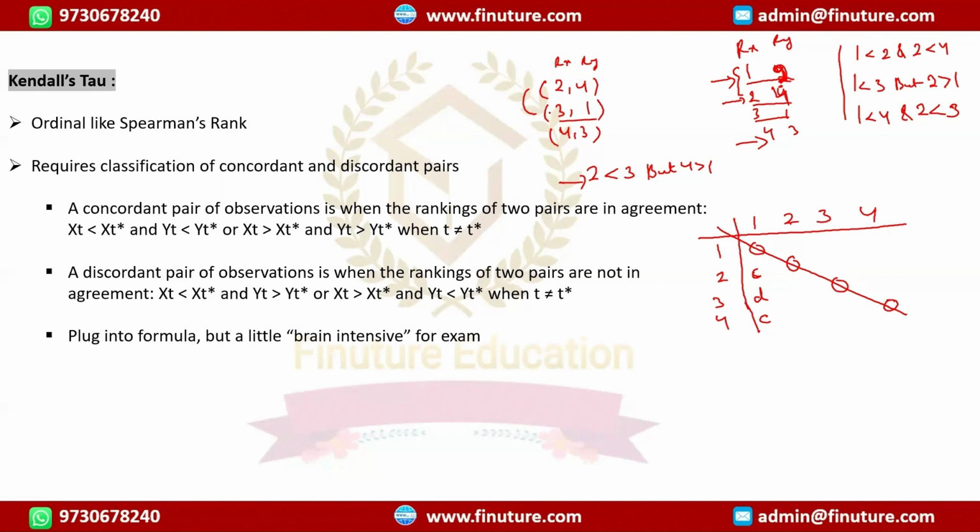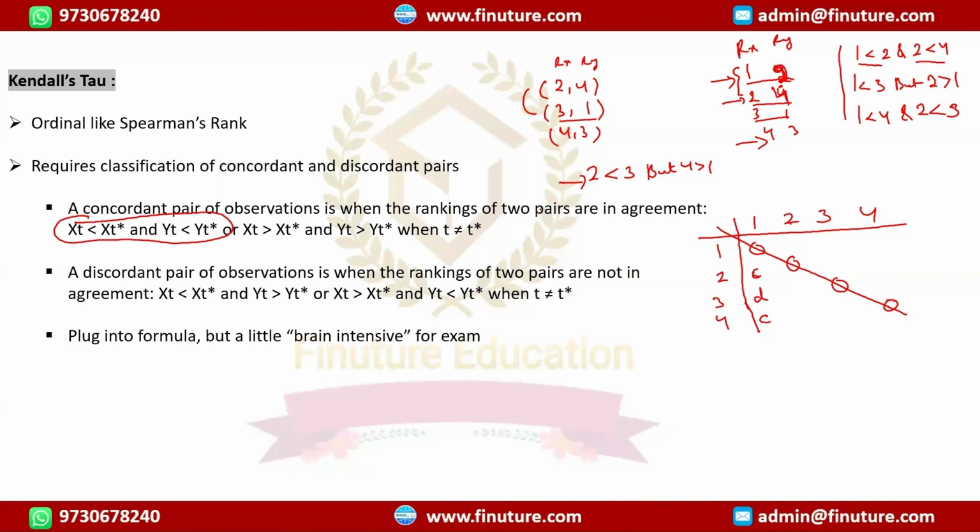Your starting set should be 1 less than 2. Next, you compare 1 less than 3. Next, you compare 1 less than 4. Then you see the corresponding Y values. Ideally, you have to check if your 2 is less than 3, and you compare if your 4 is less than 1. So you cannot keep going on comparing one with two, one with three. First you have to compare 1 less than 2, and then the corresponding 2 less than 4. That I'm clear.